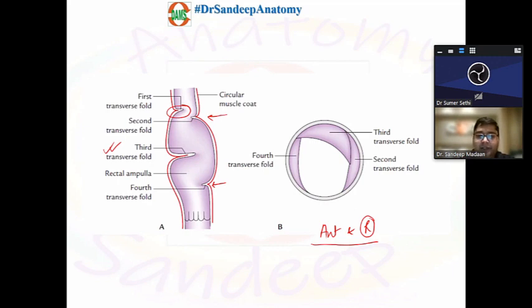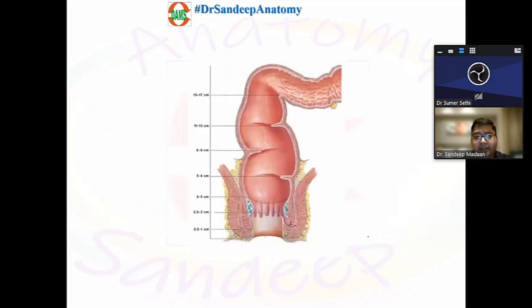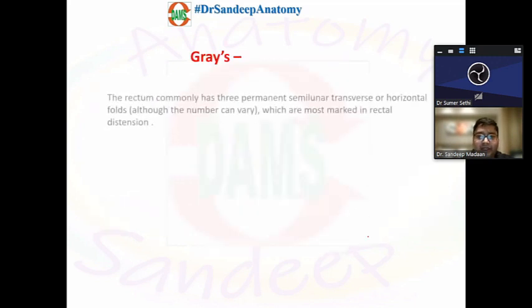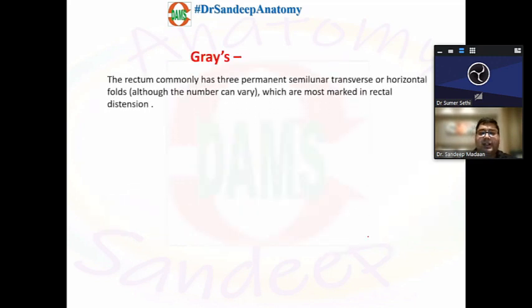Now we have understood these folds, but let me tell you what is given in Gray's Anatomy. According to Gray's Anatomy, the total number they have considered is 3, but they have also mentioned the number can vary because they are not considering the first valve.